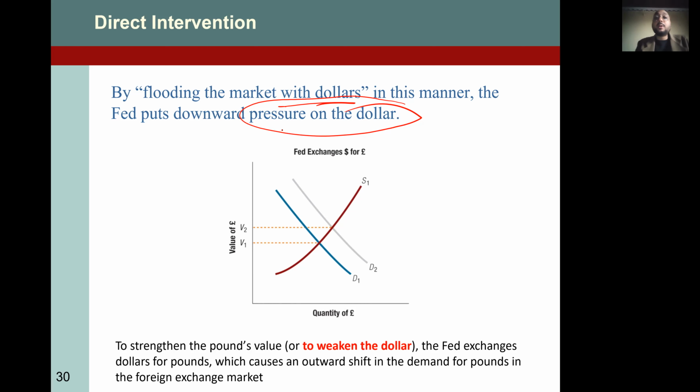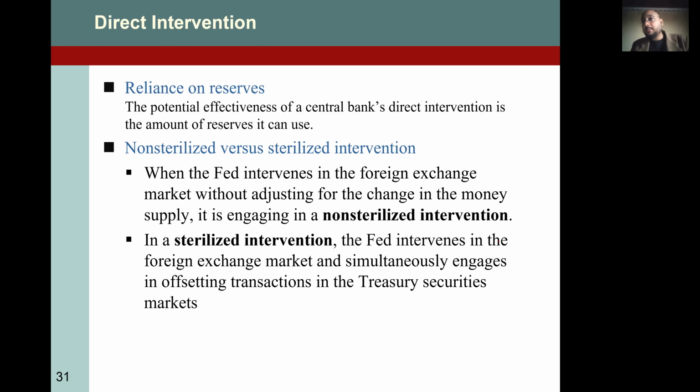So if you want to decrease the value of your home currency, you buy foreign currency. So this is the dollar, and you buy more dollars. Flooding the market with dollars means you are exchanging your dollars and buying more foreign currency, more pounds. So you create demand for the pound. Pound demand increases. When pound demand increases, automatically the price of the dollar decreases, because when one currency appreciates, the other must depreciate. Right?